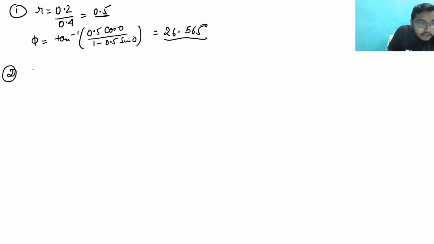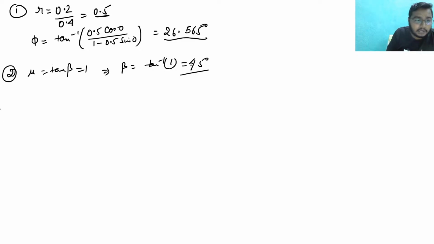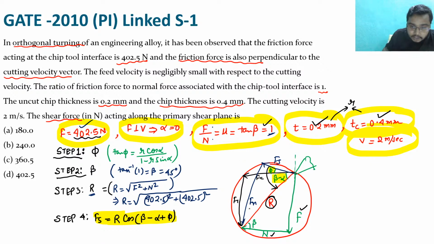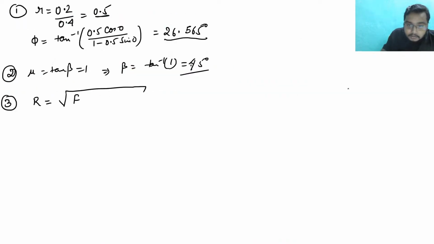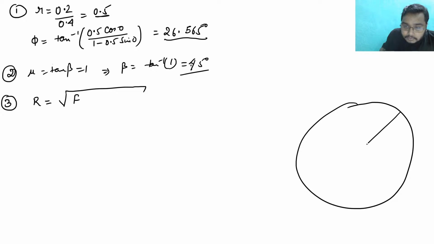Now second step, what I have told: mu is equal to tan beta, which is equal to 1. So from here beta is going to be tan inverse of 1, which is nothing but 45 degrees. Clear? The third step, as I told you, is to find the value of R. So R would be what? See from this figure, F and N. If you draw the merchant circle, this is going to be your R, this is going to be your F, and this is going to be your N.